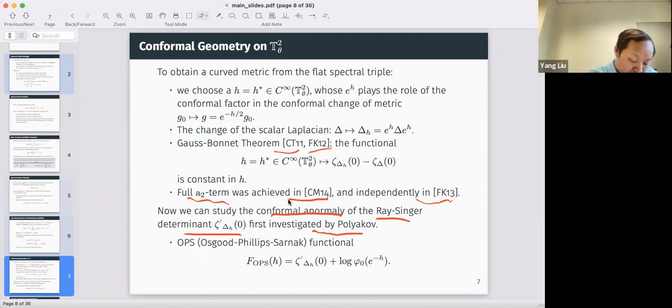In Connes and Moscovici's paper, they used the model from the paper of Osgood, Phillips and Sarnak. So they consider the following. I will say this is the normalized Ray-Singer. This term is the Ray-Singer determinant, right? So we don't get any more information from variation about this zeta function at zero. And then the next candidate will be the first derivative of the zeta function at zero. This extra term is just a normalization to make this functional translation invariant.